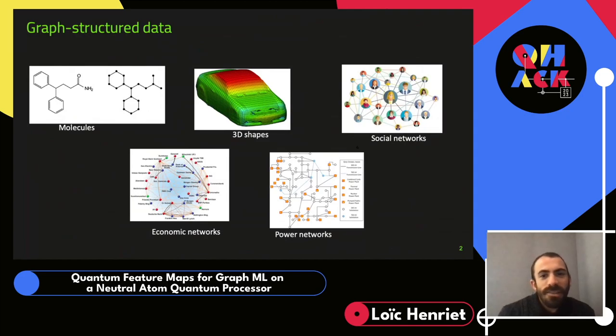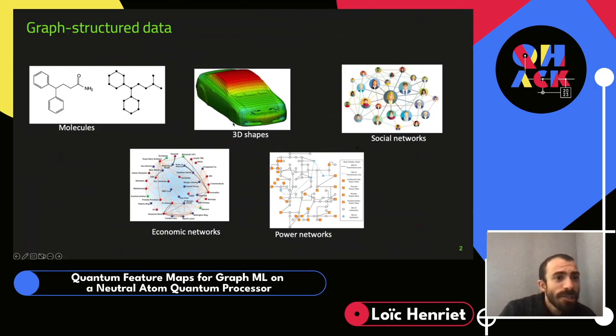All the objects that you can see here on this slide can be modeled as graphs. The nodes are elements and the edges correspond to connections between those elements. So first example is molecules, where one represents a chemical compound by a graph. Each node here corresponds to an atom and the edges represent chemical bonds between the atoms.